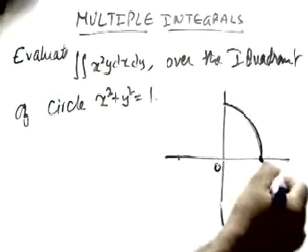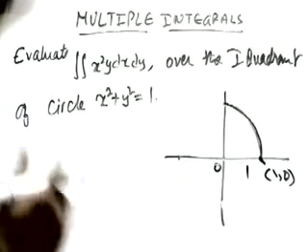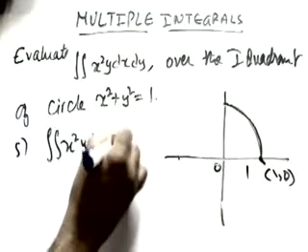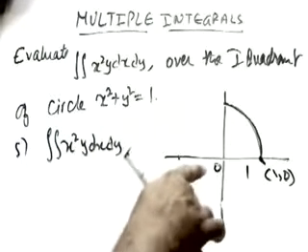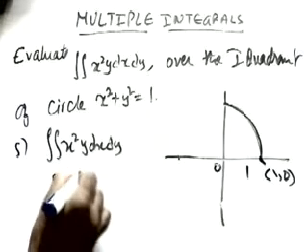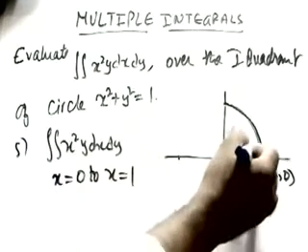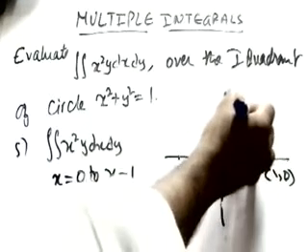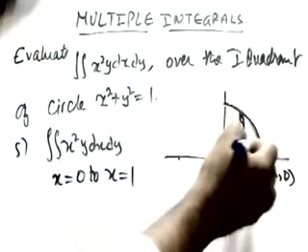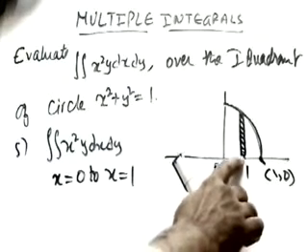Suppose this is the circle here, with center 0. We know r square is 1, which means r is 1, so this value will be 1 comma 0, this distance is 1. Let me write the integral once more: double integration x square y dx dy. Now let me take x in constants, so x equals 0 to 1. But we have to take y in terms of x. Suppose you take a line like this, an element dx like this.